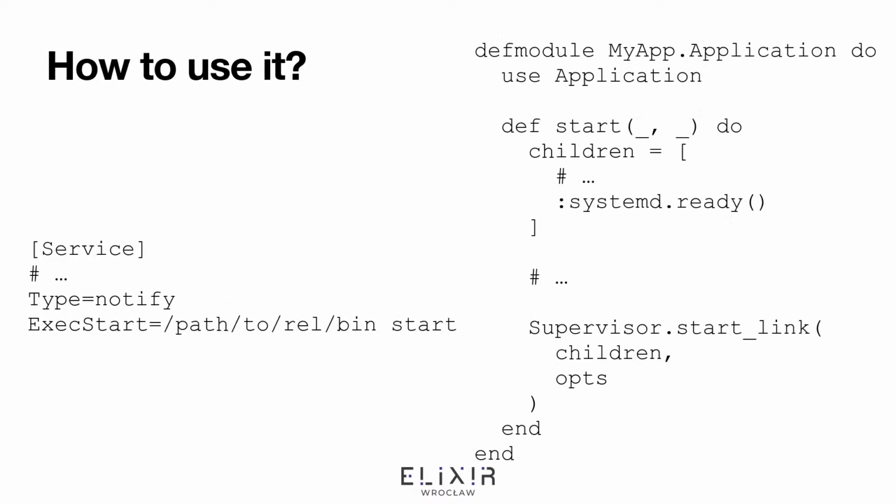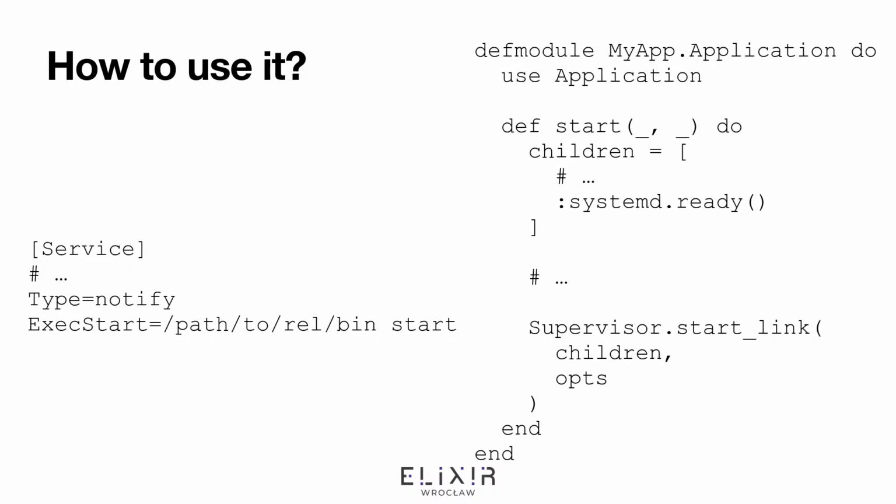And how to use it? You need to add the systemd library to your dependencies, and then you add a systemd ready call somewhere in your children list. Of course, this is after you are assuming that your application is in a state that you can call ready, where you are already accepting connections, when you are keeping all stuff done.